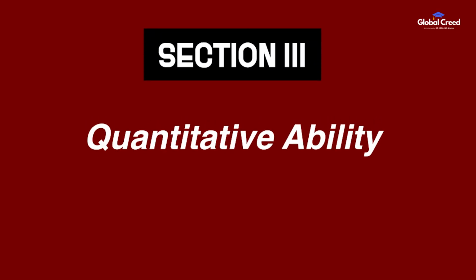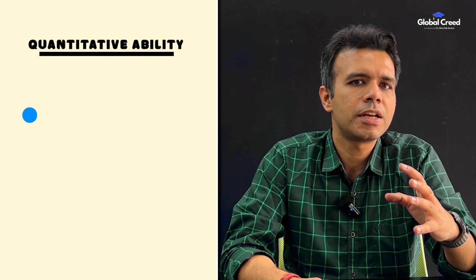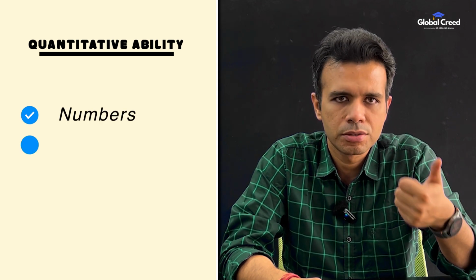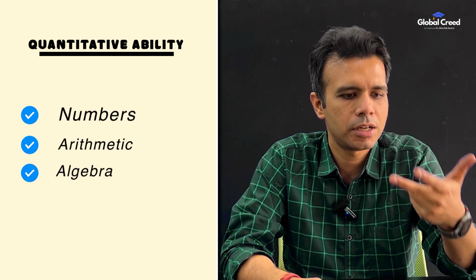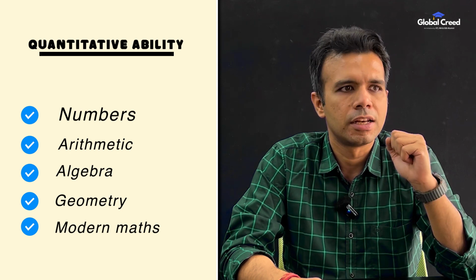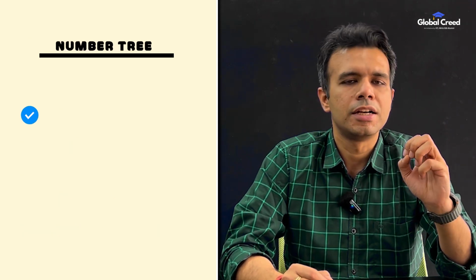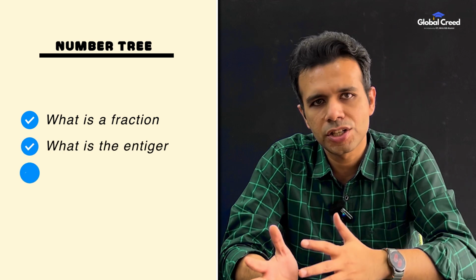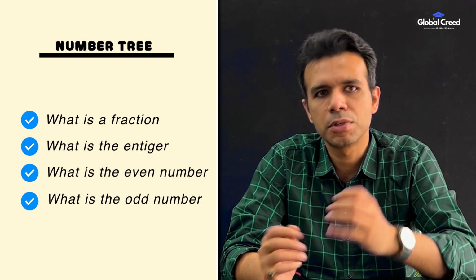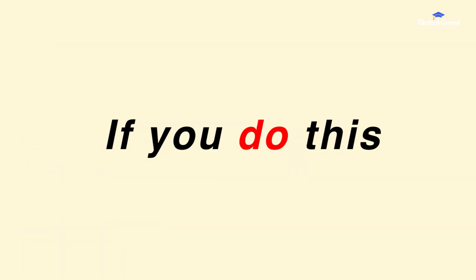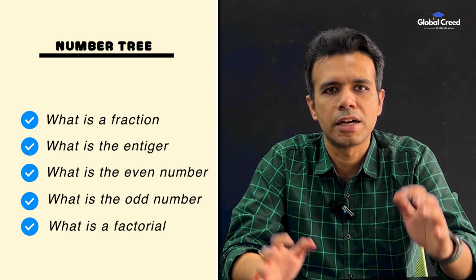The third section is quantitative ability. Quantitative ability is divided into numbers, arithmetic, algebra, geometry, modern maths. Numbers के लिए first of all start with number tree. Understand what is a fraction, what is an integer, what is an even number, what is an odd number, what is a factorial. If you do this, that will help you in understanding questions.